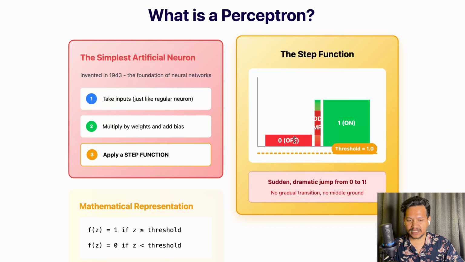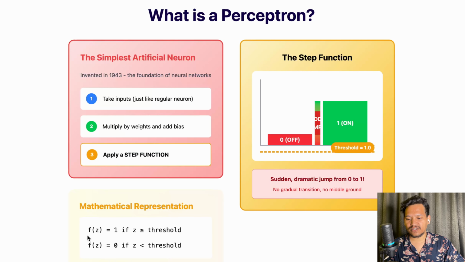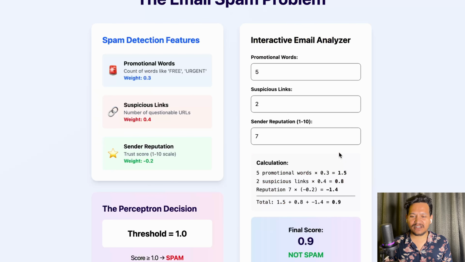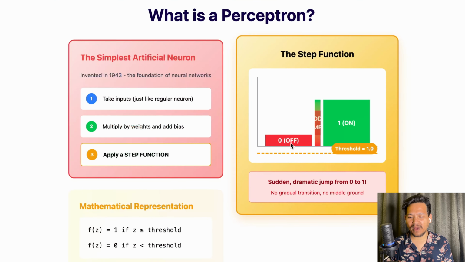Mathematically, it can be represented as f of z equals 1 if z is greater than or equal to threshold. f of z equals 0 if z is less than threshold. Look at this graph. There's a sudden dramatic jump from 0 to 1. No gradual transition, no middle ground, it's either completely off or completely on. This might seem reasonable at first, after all many decisions are binary, but let's see why this creates problems.